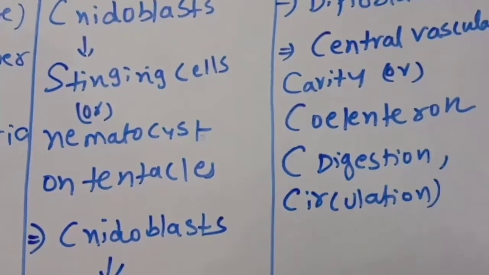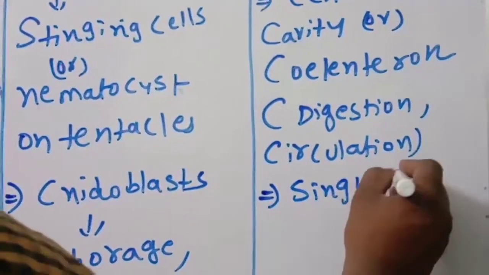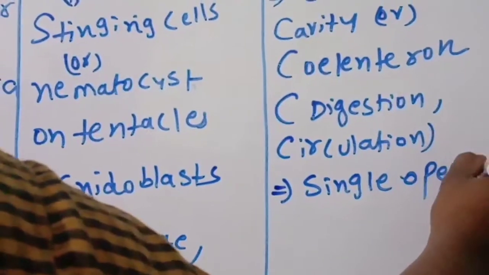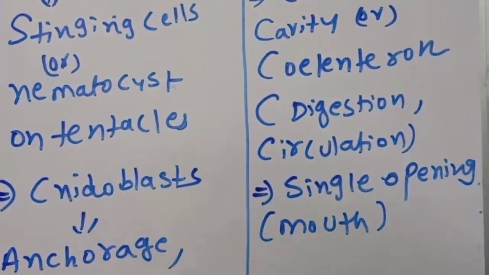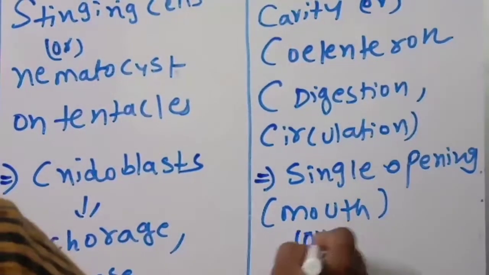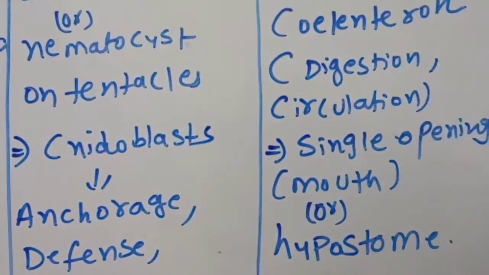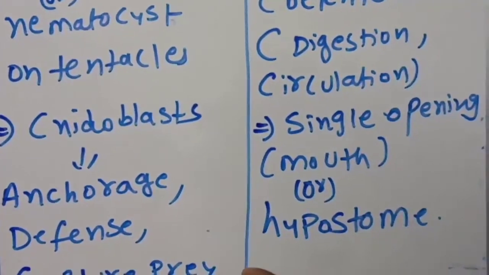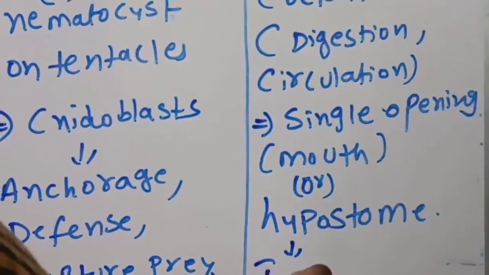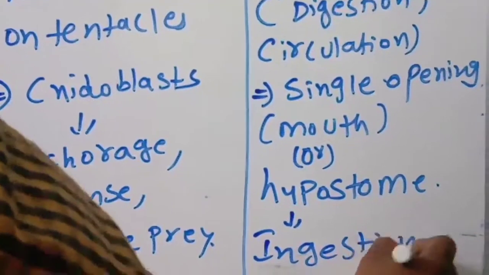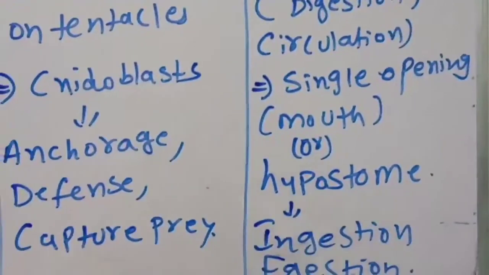Now these cylinder-shaped animals have only a single opening. That single opening is called, simply we can say, mouth, or hypostome. Only a single opening will be present. This hypostome is helpful for ingestion and digestion, taking in food and releasing waste. Both functions will be performed by the hypostome.